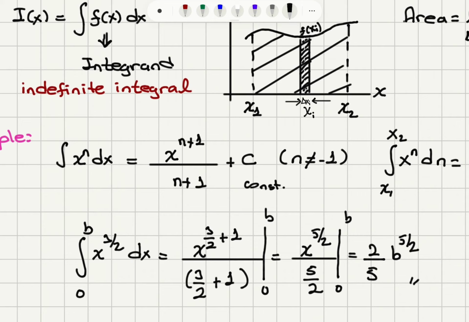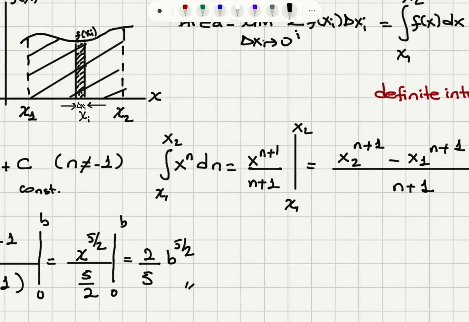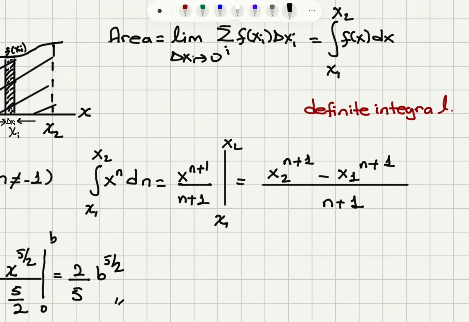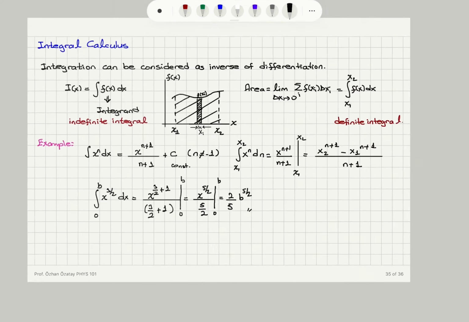And this is going to be true when n is not equal to minus 1. Why? n equals minus 1 gives 1 over x, and 1 over x is the derivative of natural logarithm of x. So that would not be correct for n equals minus 1. If we take a definite integral in the interval x1 to x2, then we evaluate x to the n plus 1 over n plus 1 in the interval x1 to x2. So first we put x2 to the n plus 1, minus x1 to the n plus 1, divided by n plus 1.